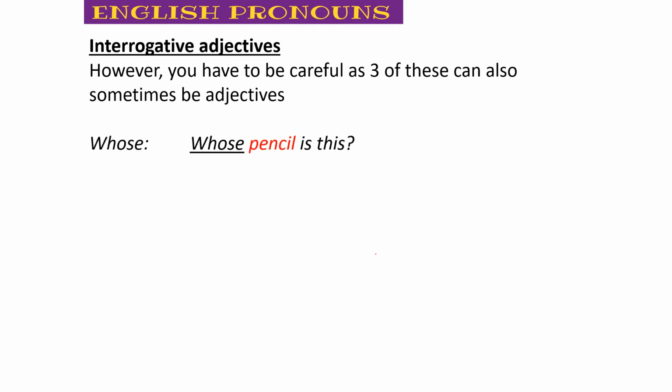So look at this. Whose, if it is describing a noun, is an interrogative adjective and not an interrogative pronoun. If whose is on its own, if I say "Whose is this?", then it's a pronoun. But if I say "Whose pencil is this?", it's not replacing the noun, it's describing the noun, and then it is an adjective. Which one did you choose? Which describes the one, and therefore it is an interrogative adjective. But if I have it on its own, "Which did you choose?", then it's a pronoun.